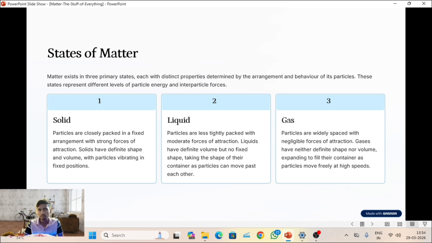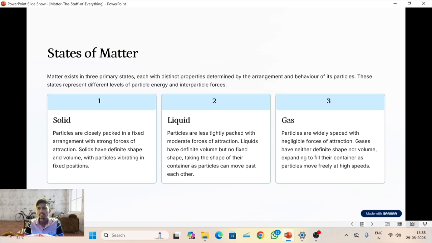Particles are closely packed in a fixed arrangement with strong force of attraction. यहाँ पे फोर्स ऑफ अट्रैक्शन काफी स्ट्रांग होता है सॉलिड में, जिसके कारण पार्टिकल्स मूवमेंट नहीं कर पाते. सॉलिड हैव डेफिनेट शेप एंड वॉल्यूम विथ पार्टिकल वाइब्रेटिंग एट फिक्स पोजीशन.